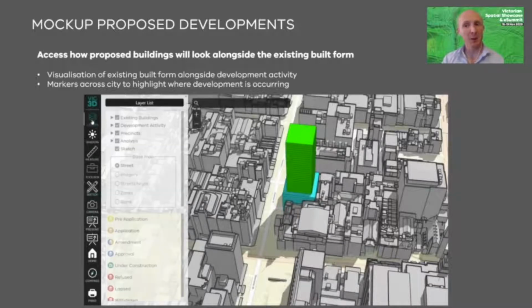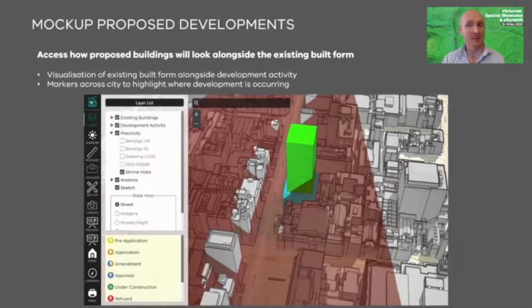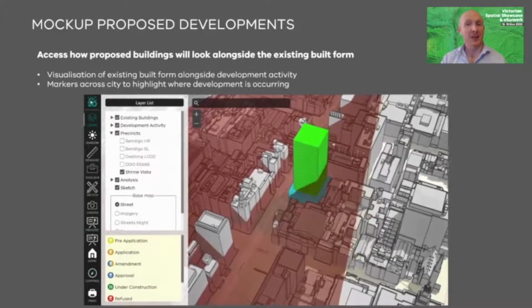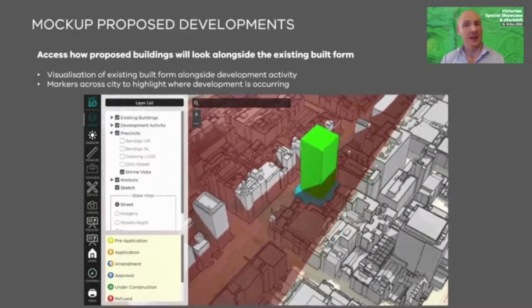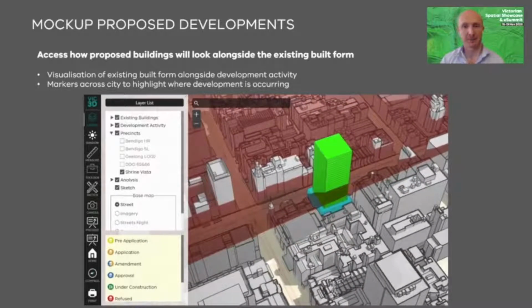In this scenario, we want to see if the proposed building will violate any restrictions. For instance, building height limitations due to the shrine vista. In this case, we can clearly see that it violates that height constraint.